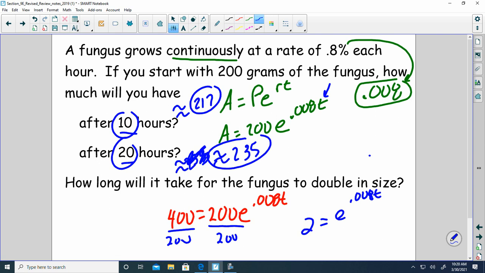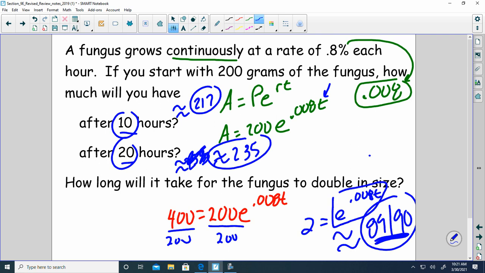Shoot, wrong button. 0.008 times 90. So at about 89 to 90 hours, it would have doubled. If I plug 89 in, I get slightly less than 2. If I plug 90 in, I get slightly bigger than 2. So somewhere in there. If you gave me one answer or the other, or said somewhere in between, that's fine. All I was doing was trying to figure out what I could plug in for t that gets me pretty close to 2.